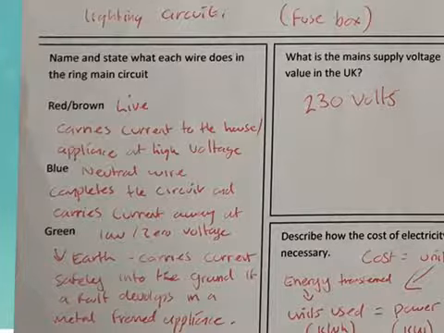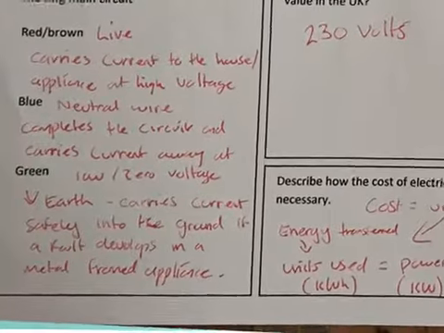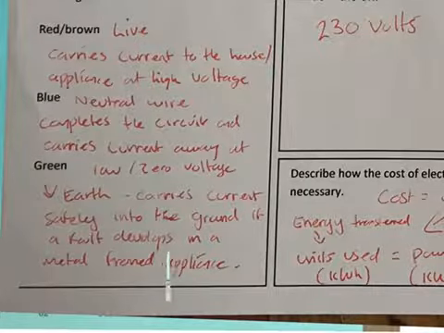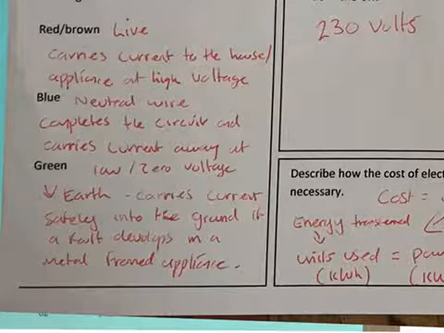And then the green is your safety feature. Your green is the earth, and it carries current safely to the ground if a fault develops in a metal framed appliance, something like a cooker or a fridge. If a live wire or a neutral wire gets disconnected and starts touching the metal casing, obviously that metal casing is a good conductor of electricity, and if you touch that appliance, then you're going to get an electric shock unless it's been earthed. That's what the earth wire does, really. It's a safety feature.